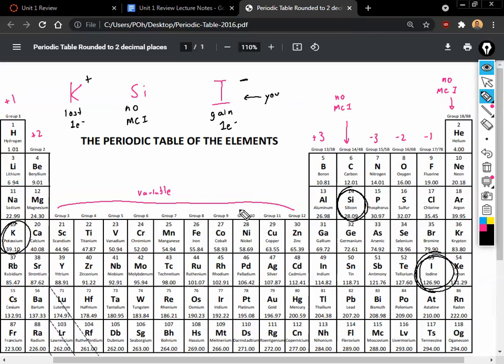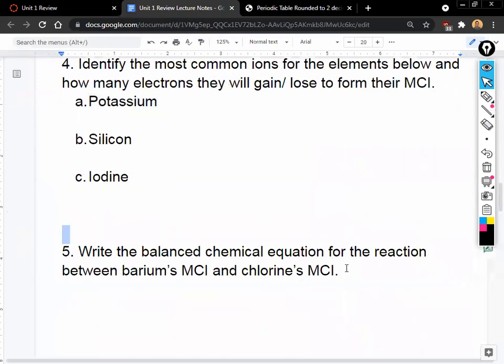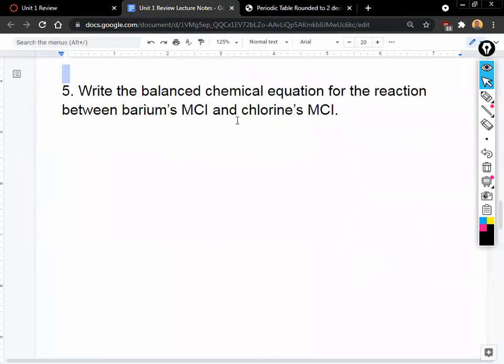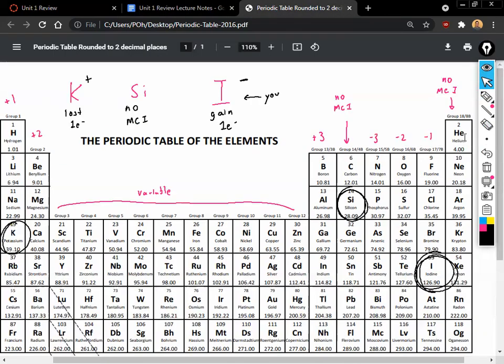Not too bad, but what we're going to go over now is what happens when these ions combine together. If you take a look at the next problem, we're going to be looking at what happens when barium and chlorine's MCI react with one another. Take a look at the periodic table, at barium and chlorine, and just write their MCI somewhere on your paper, because that's what we're going to be working with today.